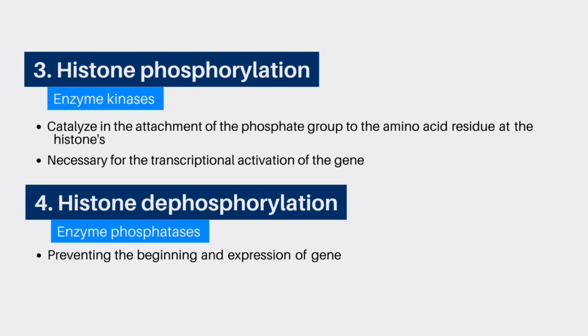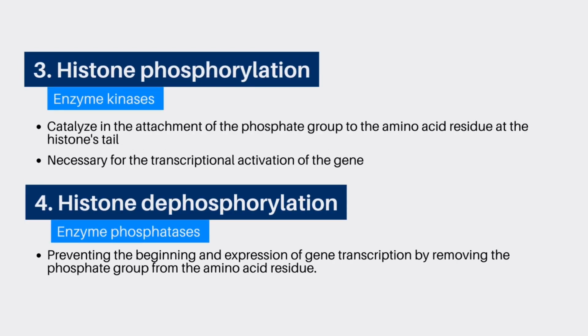The third one is histone phosphorylation. With the help of the enzyme kinase, it can catalyze the attachment of a phosphate group to the amino acid residue on the histone tail, which then promotes the chromatin to become transcriptionally active.